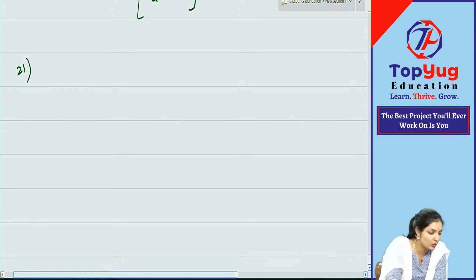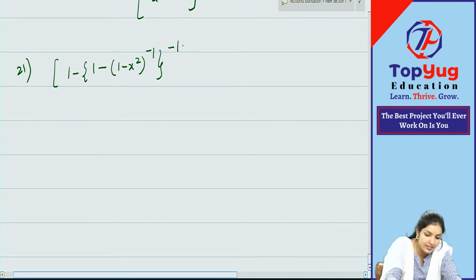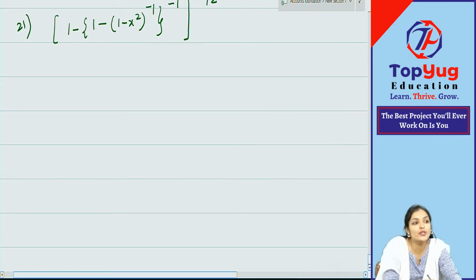Now 21st to 1. Guys, always remember reading the question should not be a mistake. If your question is in mistake, your solution will also be in mistake. So 1 minus 1 minus 1 minus x square to the power minus 1 to the power minus 1 to the whole power minus 1 by 2. Just now I said you have to solve the inner matter first and then go for the outer solving thing.